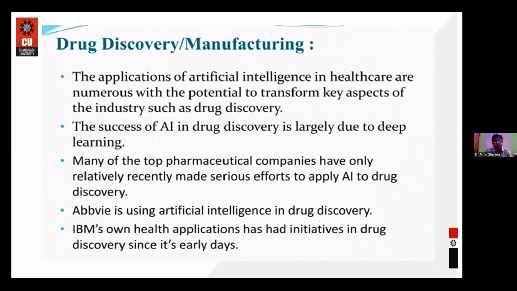Then drug discovery and manufacturing. The applications of AI in healthcare are numerous, with the potential to transform key aspects of the industry, such as drug discovery. The success of AI in drug discovery is largely due to deep learning. I was just talking about machine learning, but there's another concept which is called deep learning. In deep learning, even though we are not aware of what the features of something are, the algorithm itself is smart enough to find the patterns in it, and it is helpful in suggesting the formation of a new drug, right? Many of the top pharmaceutical companies have only relatively recently made a serious effort to apply AI to discovery, right? AbbVie is using AI in drug discovery, and IBM's Watson Health application made an initiative in drug discovery since its early days.